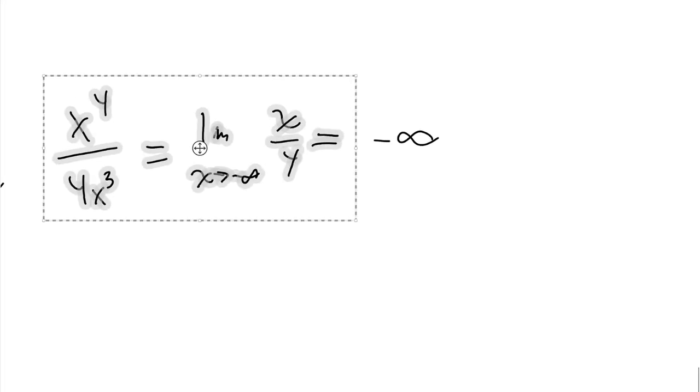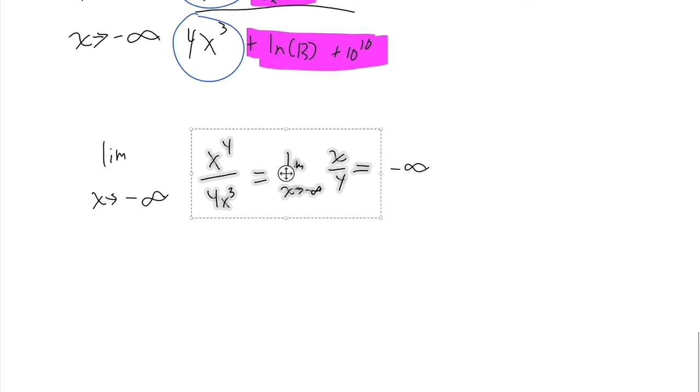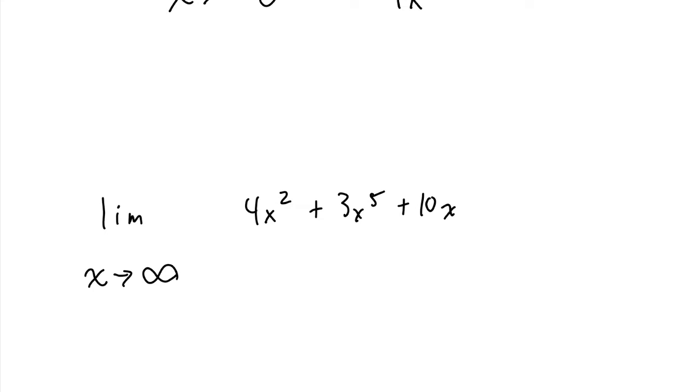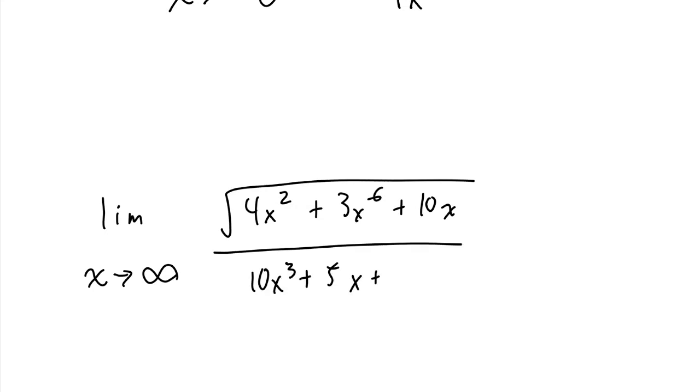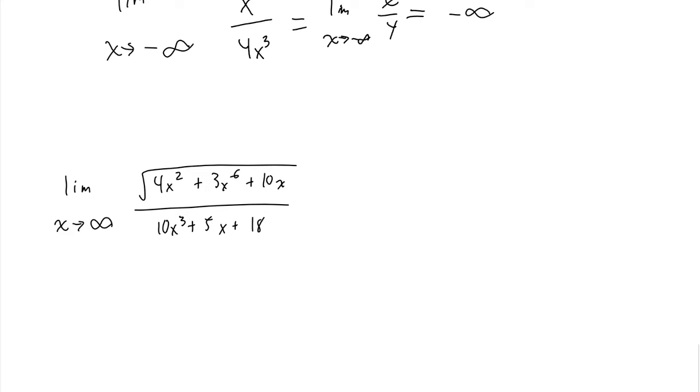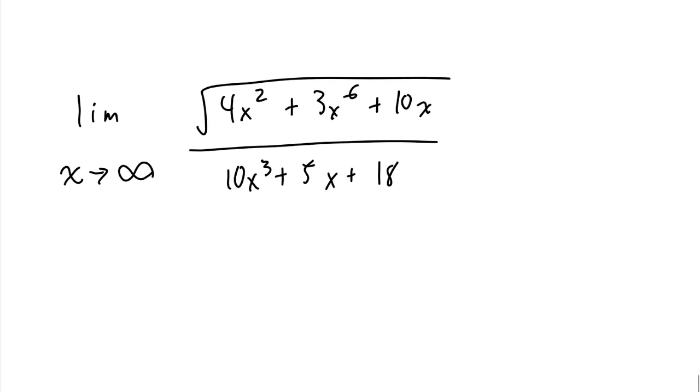And how much time do we have left? Actually, you know what? Let's go over one more example. Let's have the limit as x approaches infinity of this expression. Let's take a look at this one. What is the highest power on the top and the bottom? Well, that is 3x to the sixth inside the radical, and then 10x cubed.